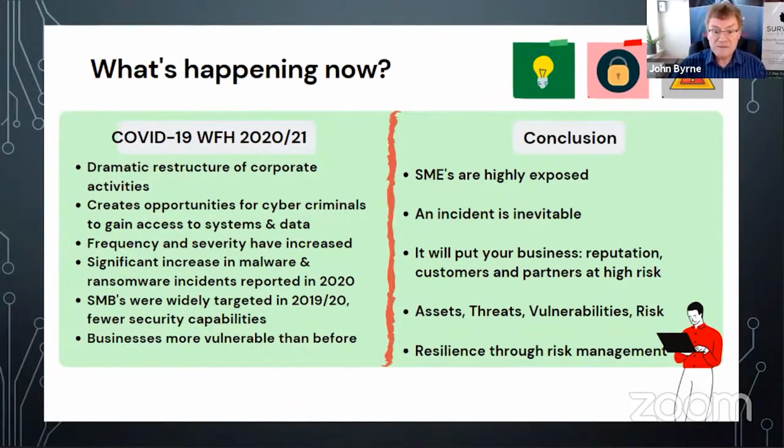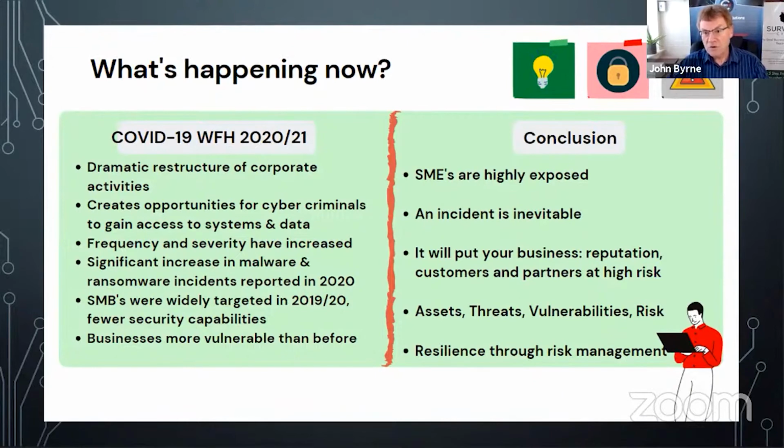Small and medium-sized businesses are widely targeted in the last 2 years. And why? Because they have fewer security capabilities. They're less well prepared for this sort of attack. And the conclusion is that businesses are more vulnerable now than ever before. If the picture was dangerous before COVID, it's even more so now.